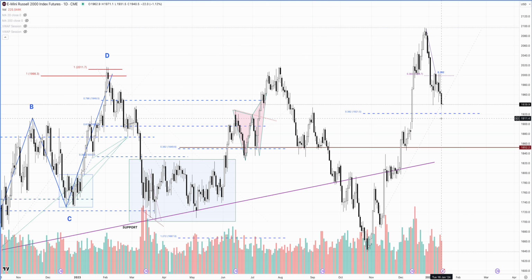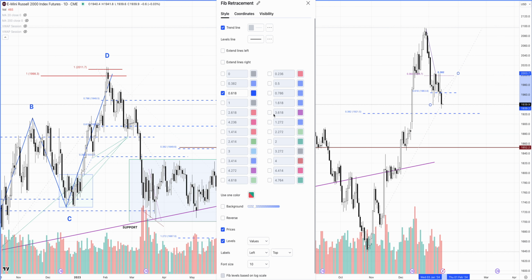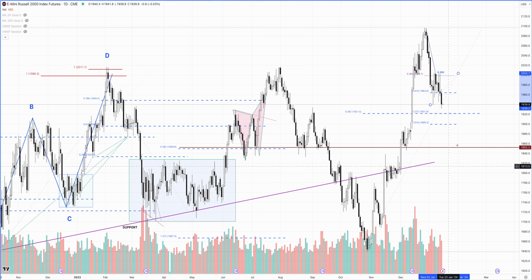I don't have a pattern formation as of yet. There is a little bit of, let's take a look at this expansion here, because ideally we like to see confluence levels come in. So there we go. What we also have around 1920 is the 1.272 Fibonacci expansion of this swing.